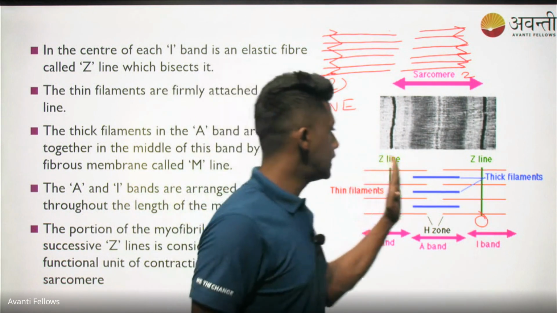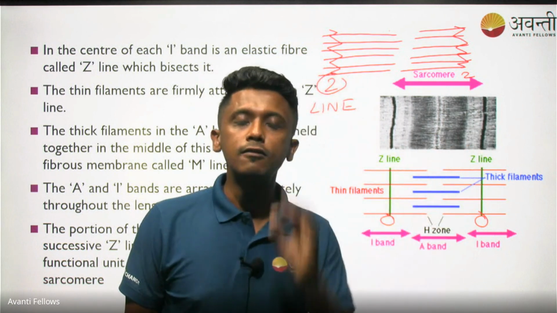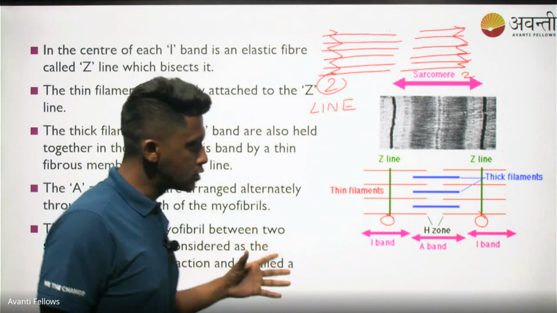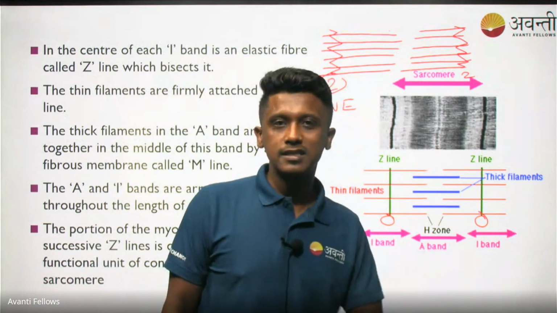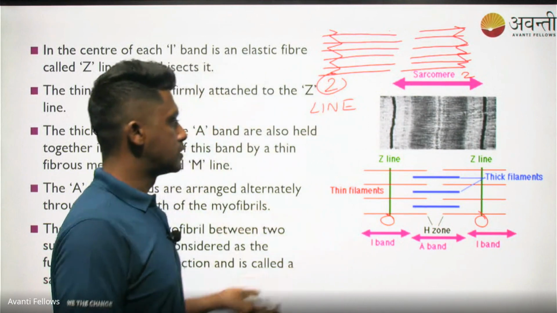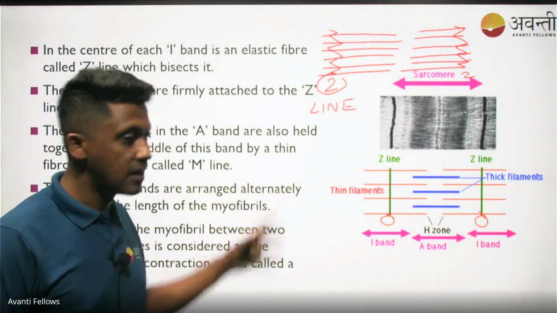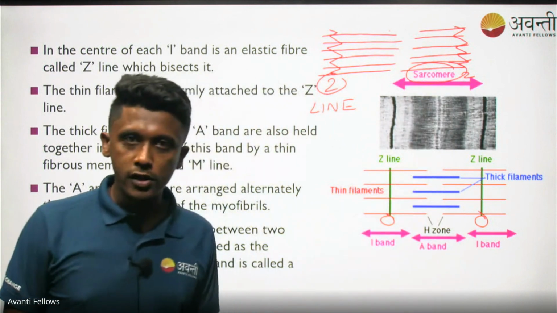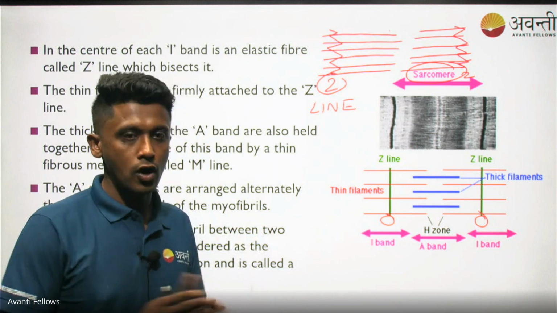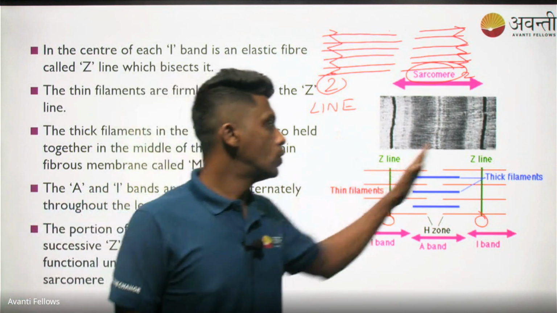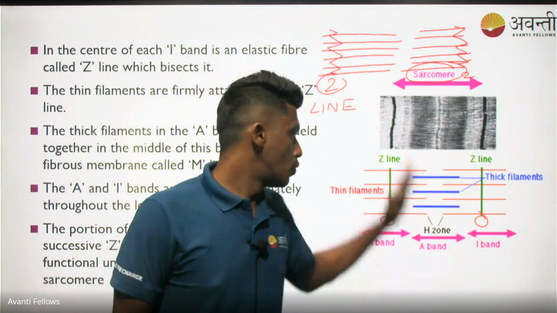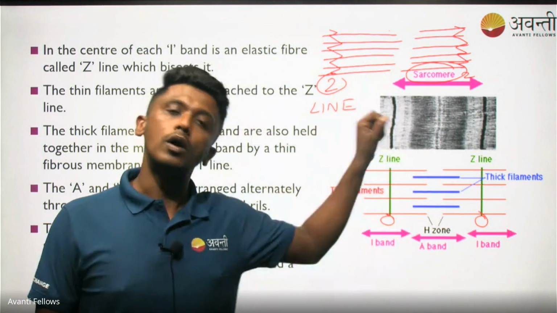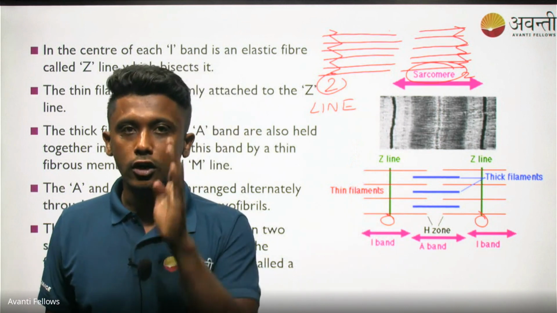Between these two Z lines is where the functional unit of the muscle fiber lies. When we talk about the functional unit of muscle fiber, we call it the sarcomere. What is the functional unit of muscle fiber? It is called the sarcomere. What is a sarcomere? It is the region between two successive Z lines. Whatever lies between two Z lines is called the sarcomere, the functional unit of muscle fiber.